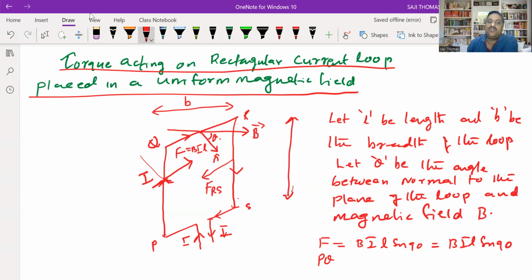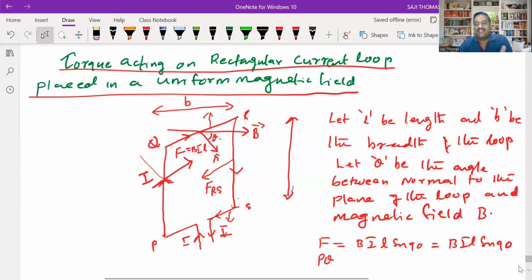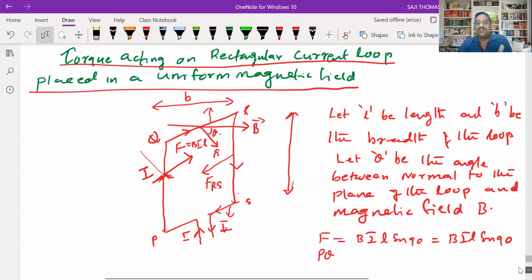If you find out the force on QR and PS, that will be opposite, but they cancel out. They will be along the same line of action. So force on the arms QR and PS will be along the same line of action, equal and opposite. They cancel out. Direction is given by left hand rule only. So only two forces act on the loop: force on PQ and force on RS. These are equal and opposite. They do not cancel, but they constitute a torque.